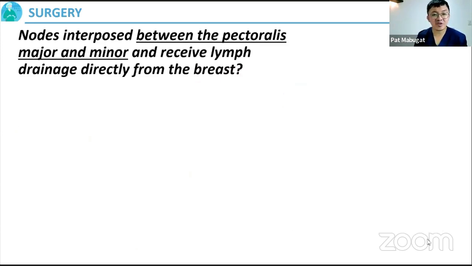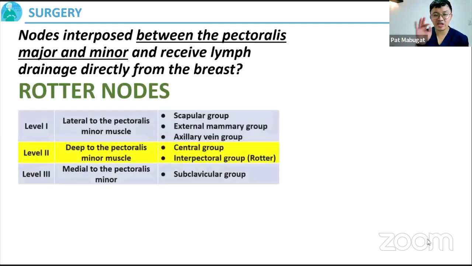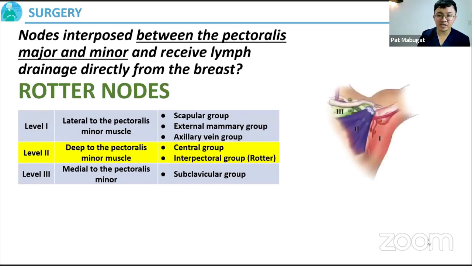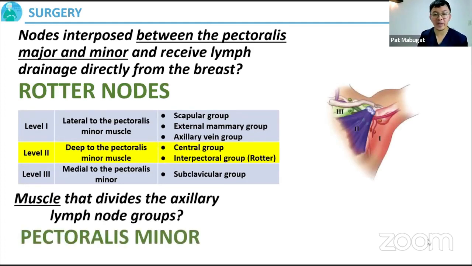Next, which nodes are interposed between the pectoralis major and minor and receive lymph drainage directly from the breast? Between both pectoralis muscles, your interpectoral nodes or Rotter's nodes. Okay, you actually have 3 levels of nodes in the axilla: level 1, 2, and 3. Level 1 is lateral, level 2 is the one between your muscles, and level 3 is your mid-lateral, right? So what muscle serves as the landmark for this? The muscle that divides the axillary groups is your pectoralis minor muscle.